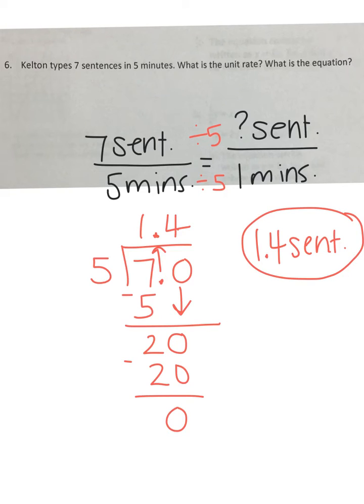Now, our equation is always y equals unit rate x. So the number that constantly changes is our unit rate. Y and x are always brought with us. So in this case, our equation would be y equals 1.4x, because 1.4 was our unit rate.